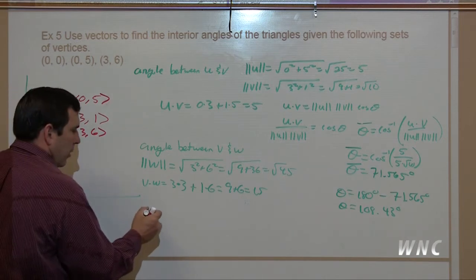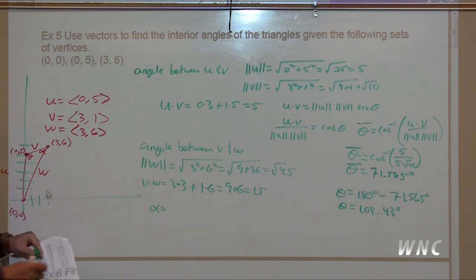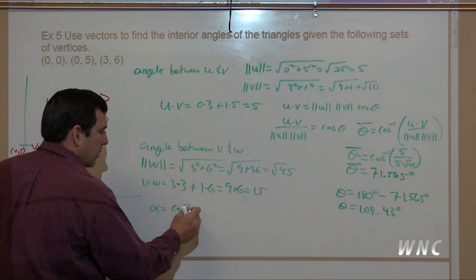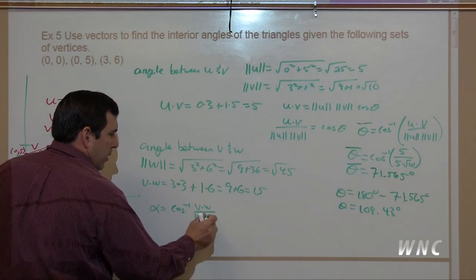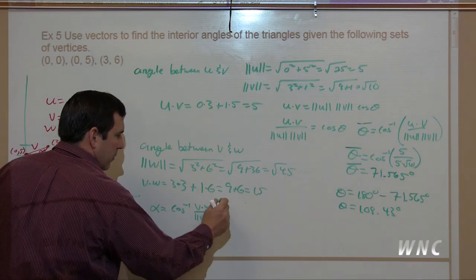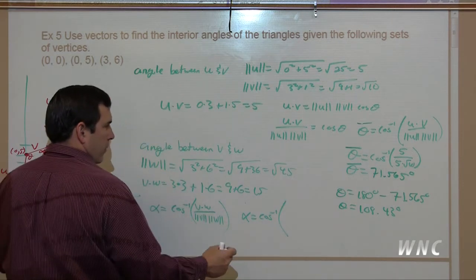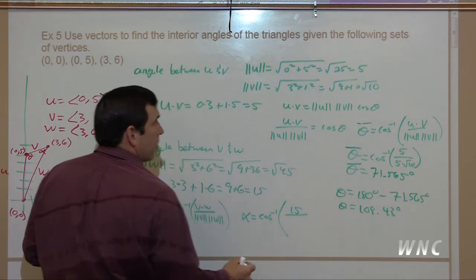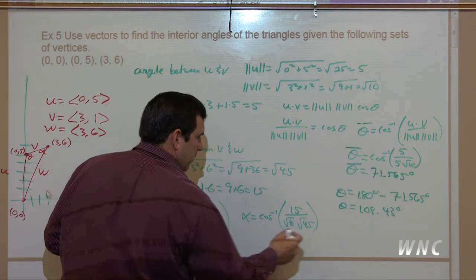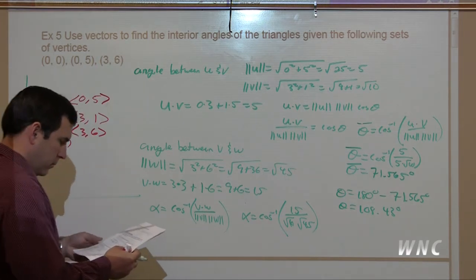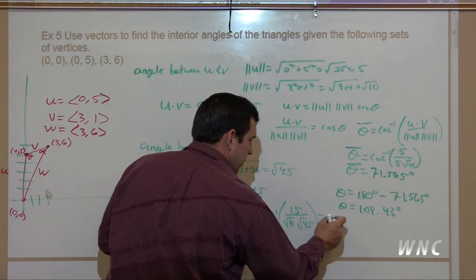If we follow the same setup, our alpha, and that's okay, we don't have to do alpha bar because this is going to be acute. Alpha is going to be cosine inverse of V dot W over the magnitude of V times the magnitude of W. So alpha will equal cosine inverse of 15 over the square root of 10 times the square root of 45. And that's going to be 45 degrees.